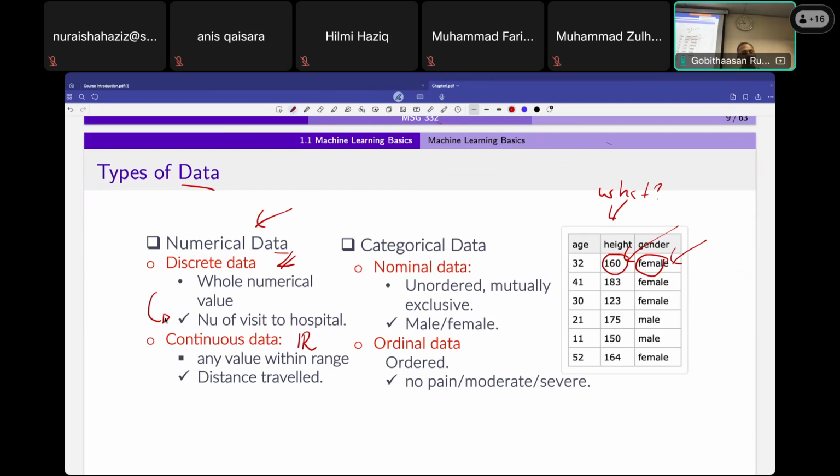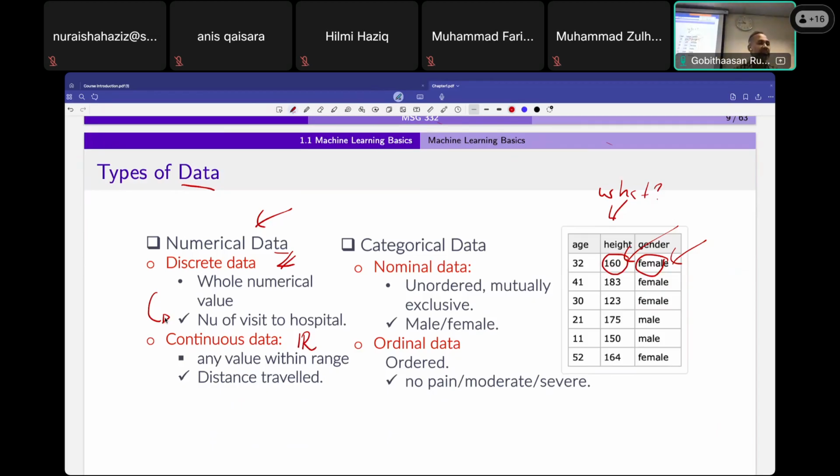Whereas continuous data, for example, what is the temperature of this room? It can be 37.5, not necessarily 37 or 36, right? It can be in between. So first is the numerical type, which is either discrete or continuous.